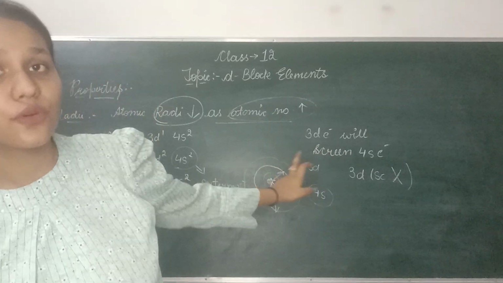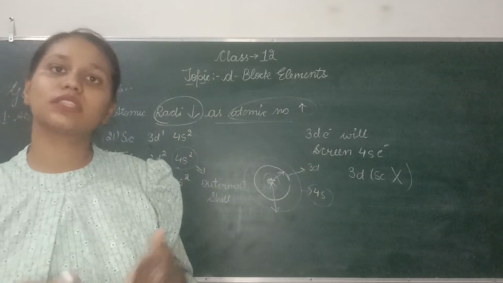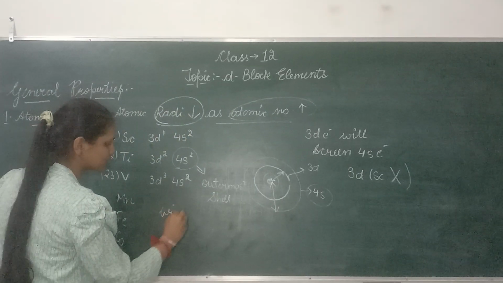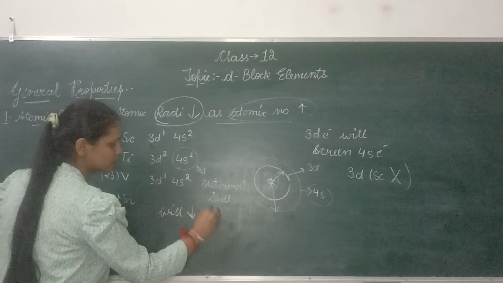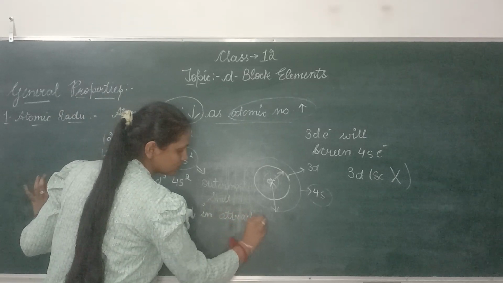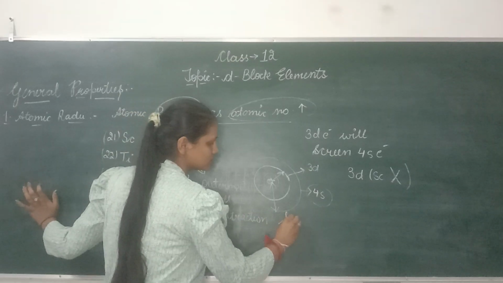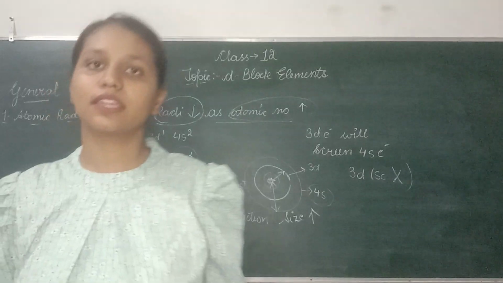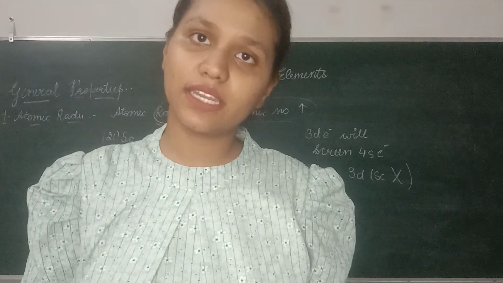The attraction on the outermost subshell decreases, so the attraction decreases. With decrease in electrostatic attraction, size increases. Therefore, as the size increases, atomic radii increases.